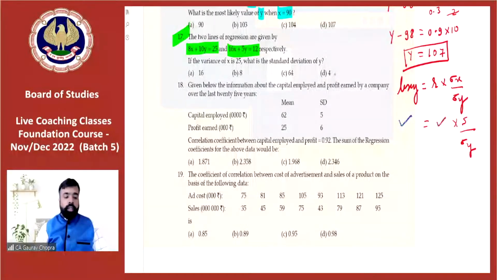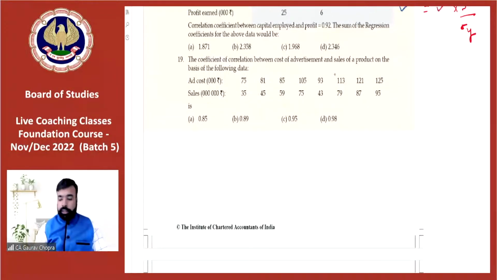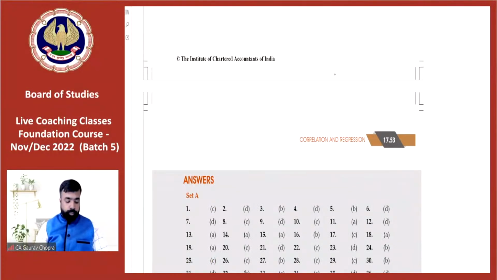Then the 18th one. 18th is also again similar. We have done this pattern now. 19th is also the same. Coefficient of correlation you are supposed to calculate from this series.